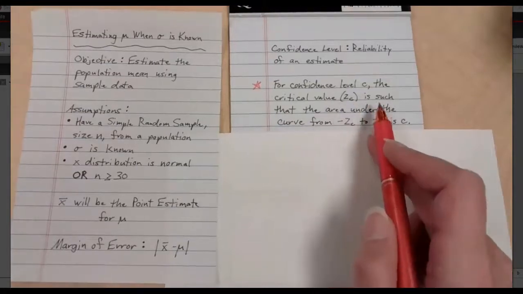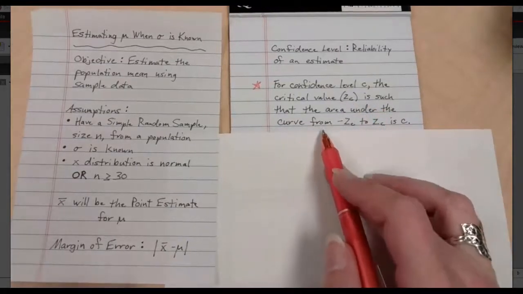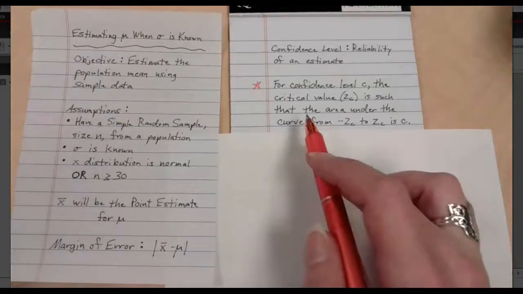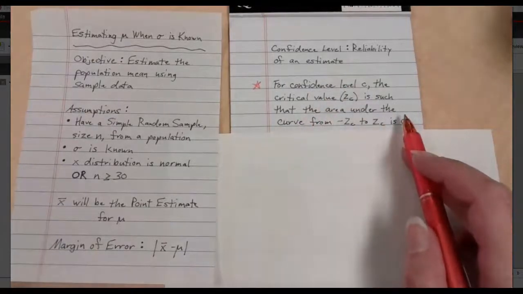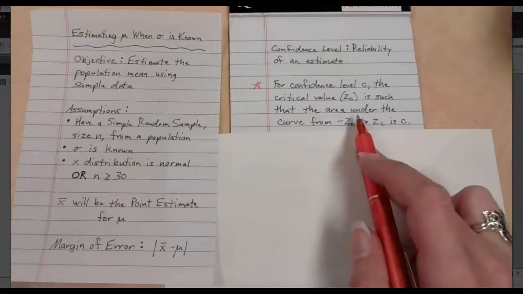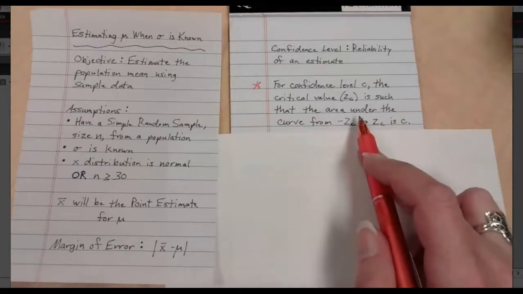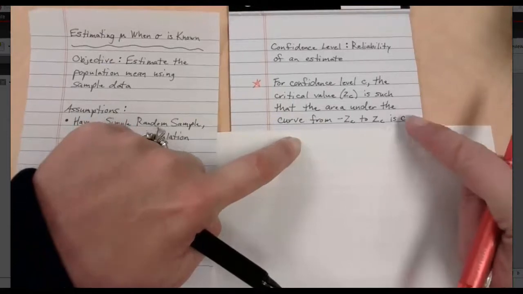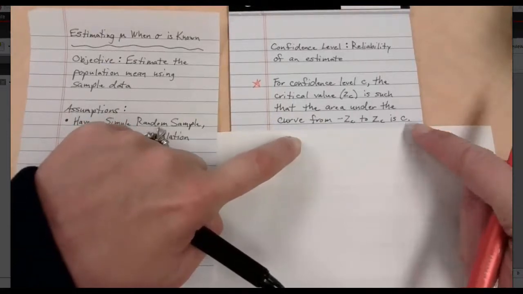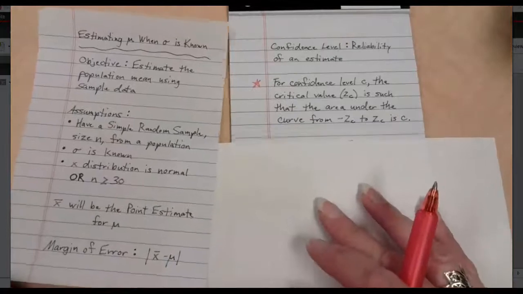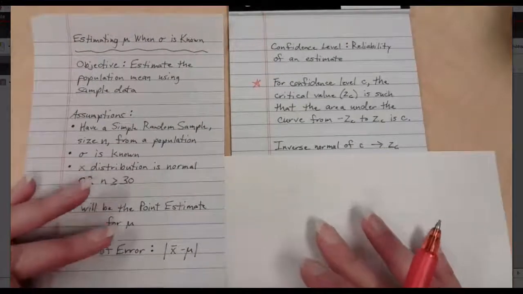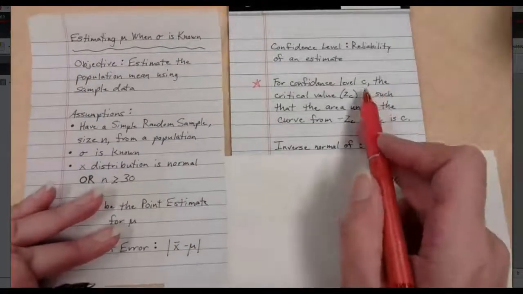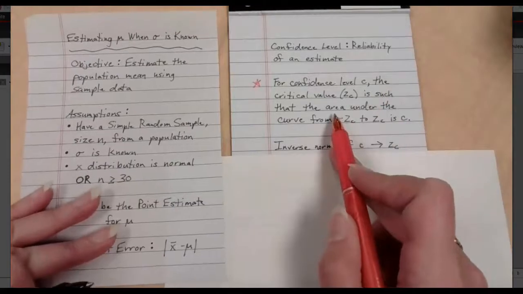And this is such that the area under the curve, all right, so we're talking normal curve, and the area under the curve between one z-score and another is c. Okay, can we make this better? Let's see if we can make this better, shall we? Essentially what we are saying is that c is a certain area under the curve.